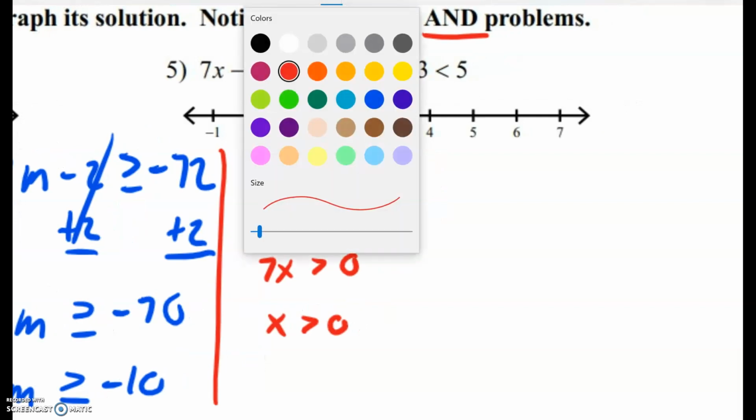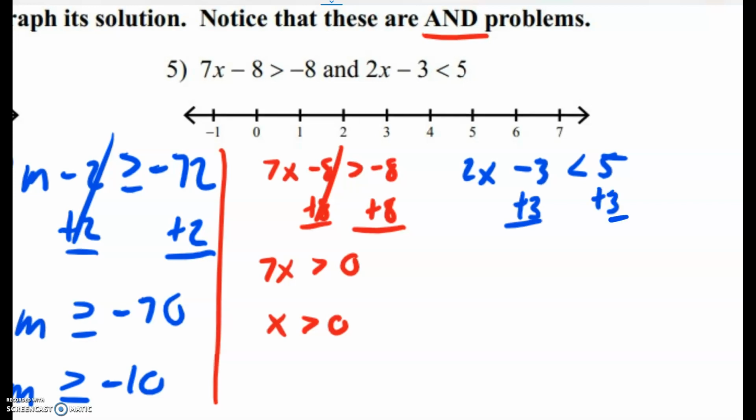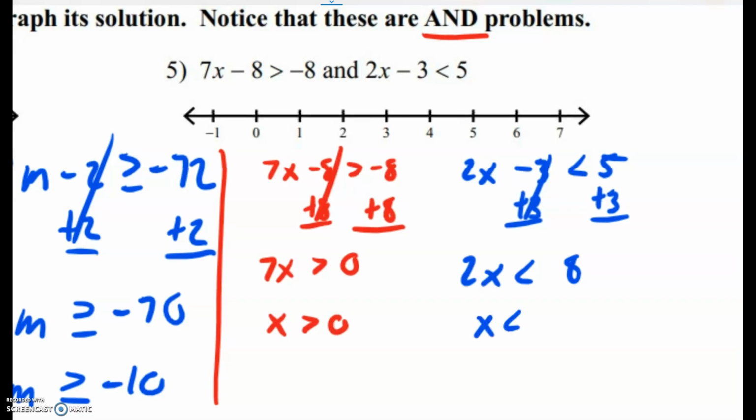On the other one, we have 2x minus 3 is less than 5. Add 3. 2x is less than 8. Divide by 2, x is less than 4. So we've got x is greater than 0 and x is less than 4.